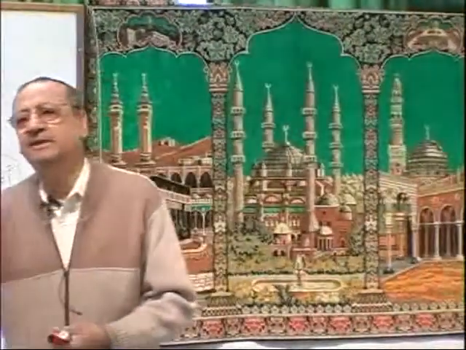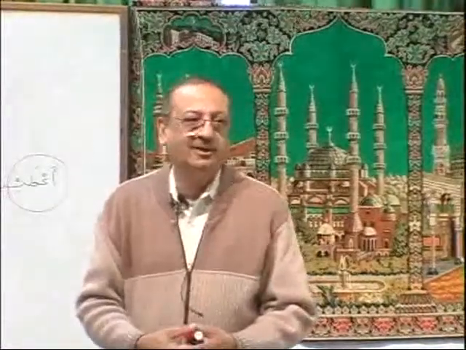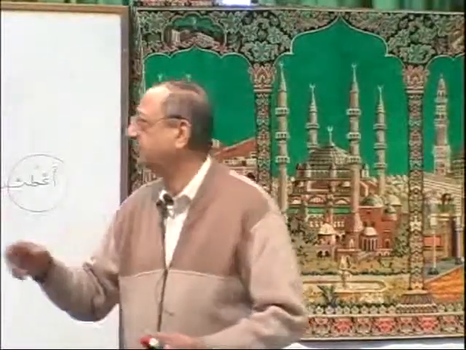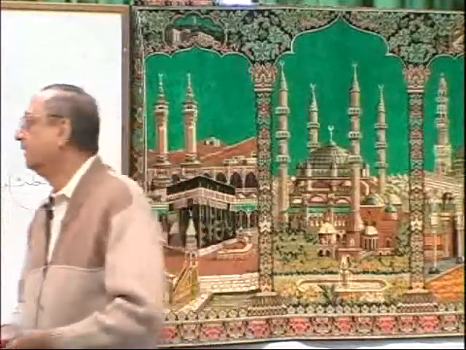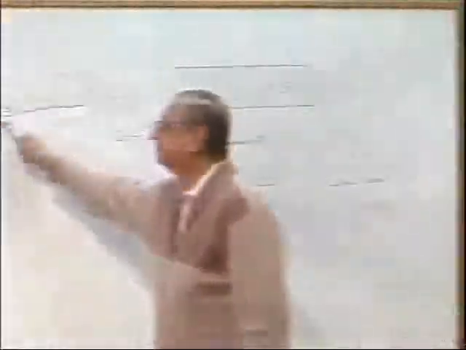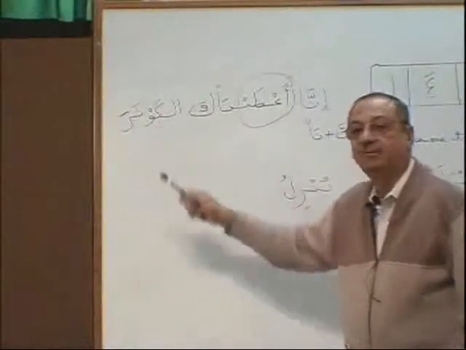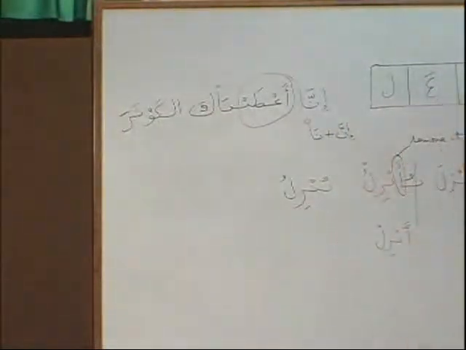Sometimes you can go in detail. I'm deliberately going in detail to expose you to this, but you don't have to necessarily go in detail. You can simply say, this is your fa'il, this is mafulun bihi number 1, this is mafulun bihi number 2. You can describe it like that also. Okay, brothers and sisters. We have indeed given you abundance.